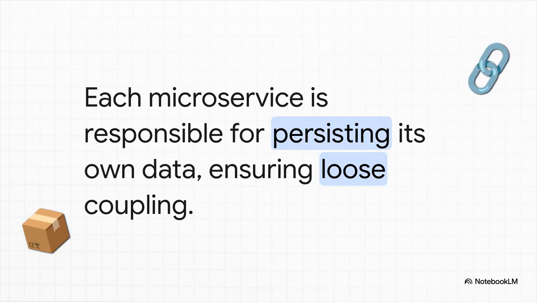Now this next one is a big deal. For services to be truly independent, you need the database per service pattern. The rule is simple. The user service owns and protects its user database. The product service owns its own product database, and they are absolutely forbidden from touching each other's data directly. This is the pattern that finally solves that old monolithic problem of one giant, messy database.